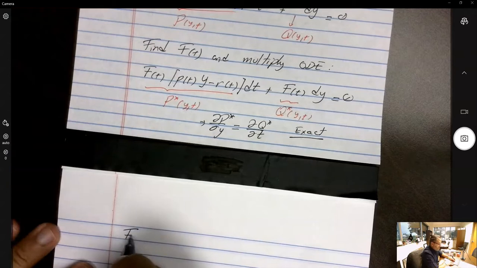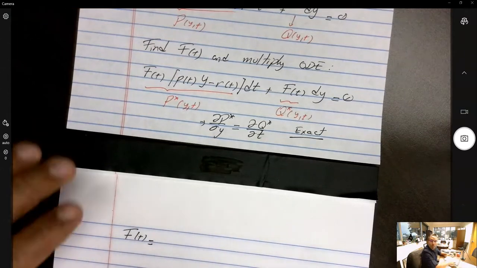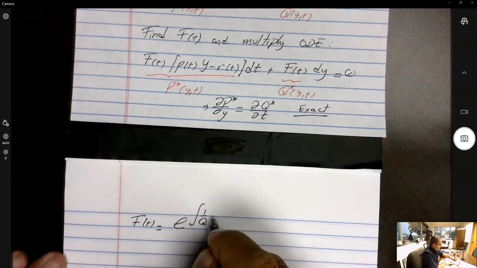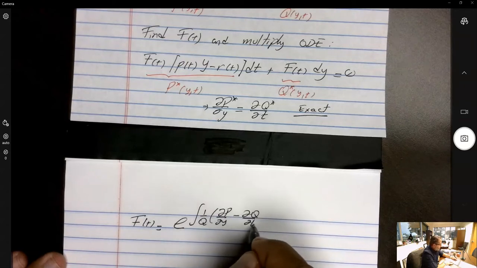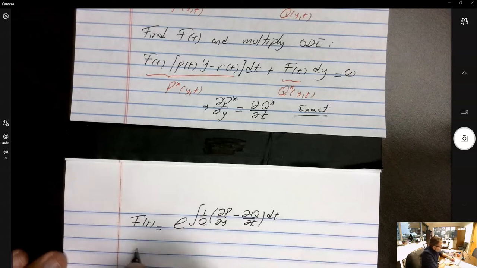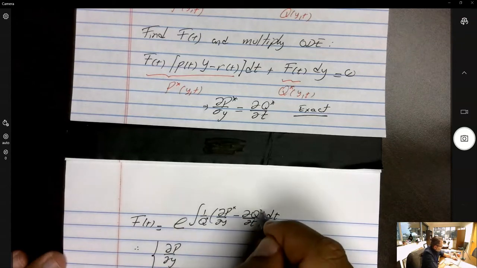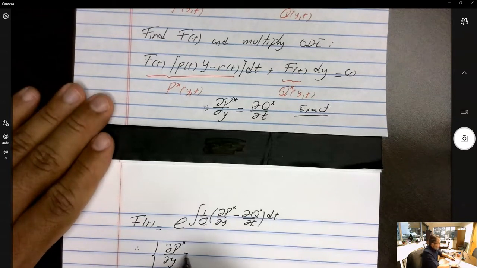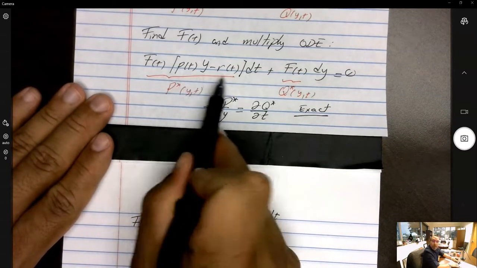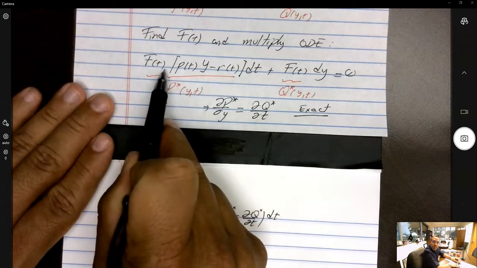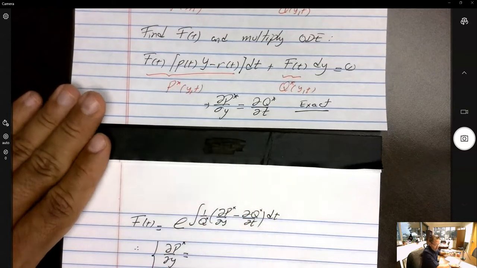Remember that f of t, the integrating factor. I'm not going to go through the whole process of showing where it comes from, but it is e to the integral of (1 over q)(dp/dy minus dq/dt) dt. And if we try to take the derivative of p with respect to y, notice all of these are a function of t multiplying y. So the only thing I will have left is f of t times p of t.